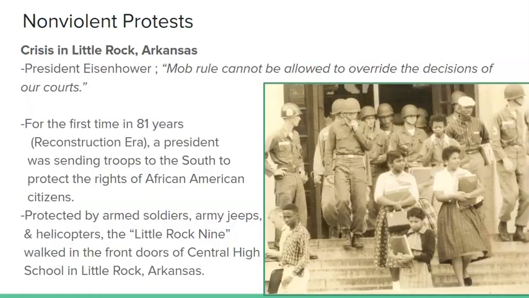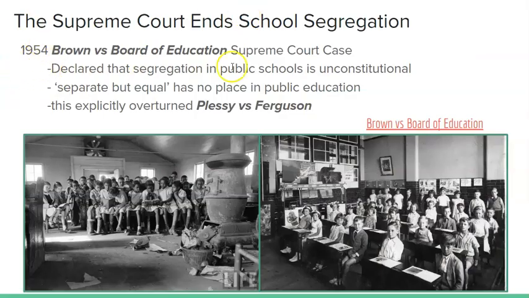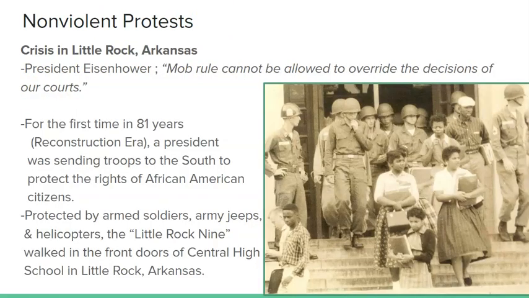Well, this gets very violent, and we see what's called mob rule. And President Dwight Eisenhower says mob rule cannot be allowed to override the decisions of our courts. Again, he's referring to Brown versus Board of Education. So for the first time in 81 years, a president, this is Eisenhower, sends federal troops, the military, you can see here, down to the South to protect the rights of African American citizens, to make sure that they are able to go in and get their education. And so the Little Rock Nine are protected by armed soldiers, army jeeps, and helicopters as they walk through the front doors of Central High School in Little Rock, Arkansas.